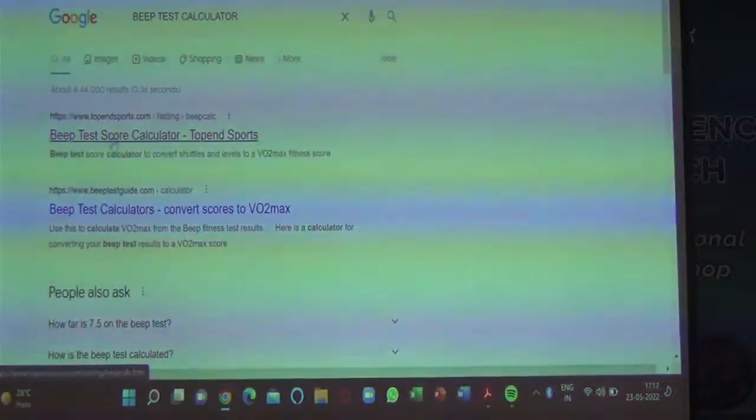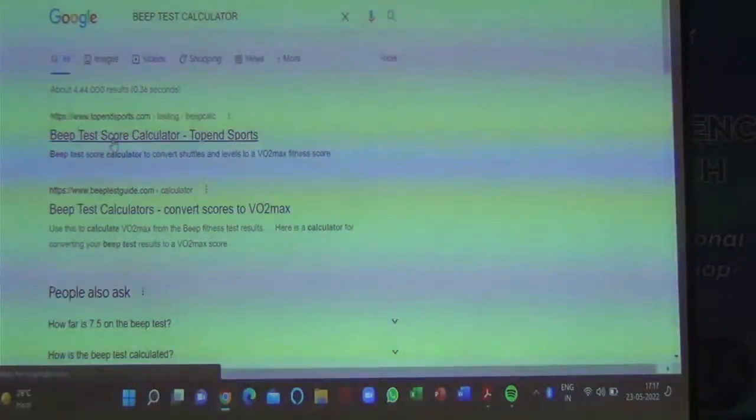On one of the sites you can rely on it. Okay. For cross check you can.